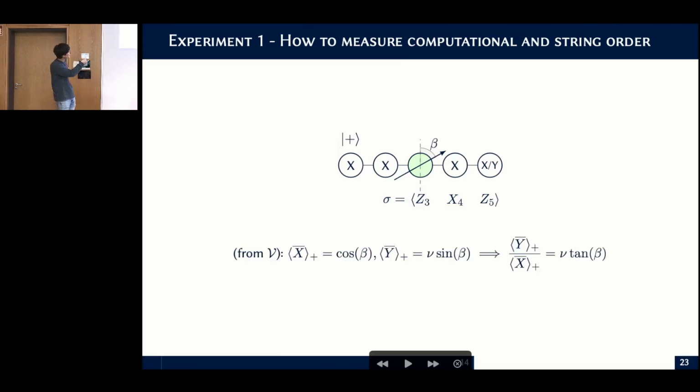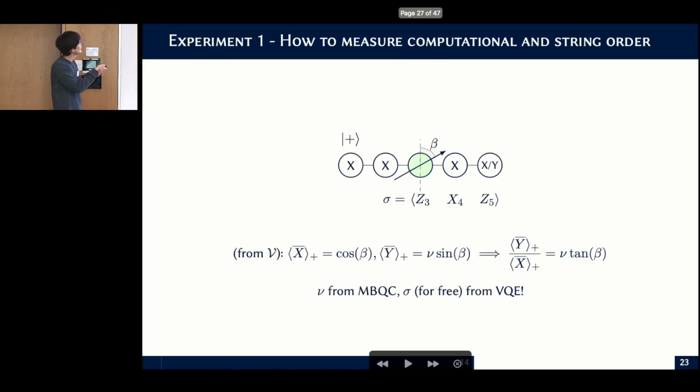And based on my expression for this channel I had earlier, I know that the expectation value of the logically encoded x goes as cosine beta, and for y goes as nu sine beta. So taking this ratio, I can have this effective line of tan beta versus this ratio with nu as the computational order parameter. So this gives me two distinct ways to measure these, which we can then come back and compare.